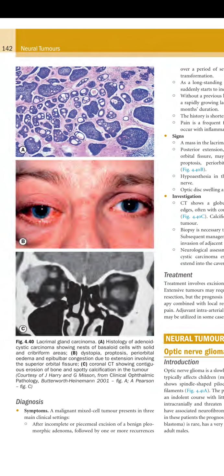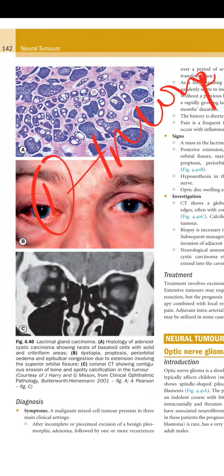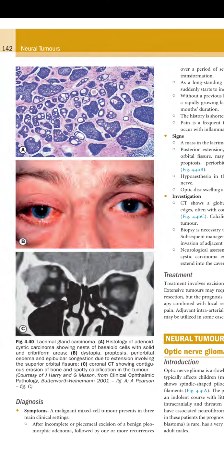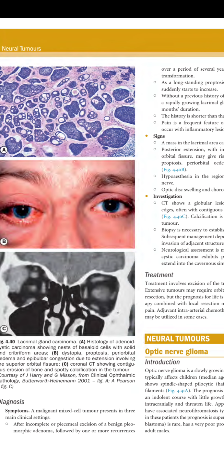The diagnosis is a malignant mixed cell tumor, present in 3 main clinical settings. So there are certain conditions which predispose to malignant transformation. One of the things we discussed earlier is incomplete excision of the tumor, such as a lacrimal gland adenoma.